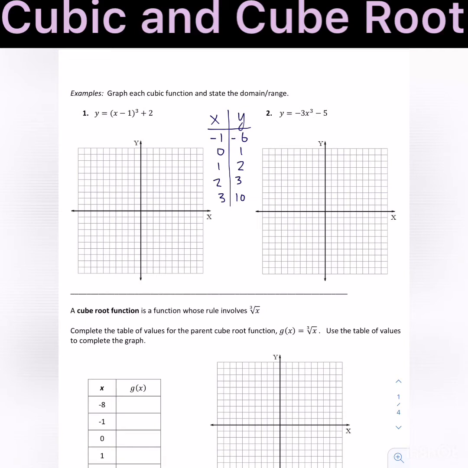So let's graph these points together and see what they look like. So we have -1, -6. That's going to be right there. We have 0, 1. We have 1, 2, 2, 3. And then we have 3, 10. 1, 2, 3, 4, 5, 6, 7, 8, 9. All the way at the top here.